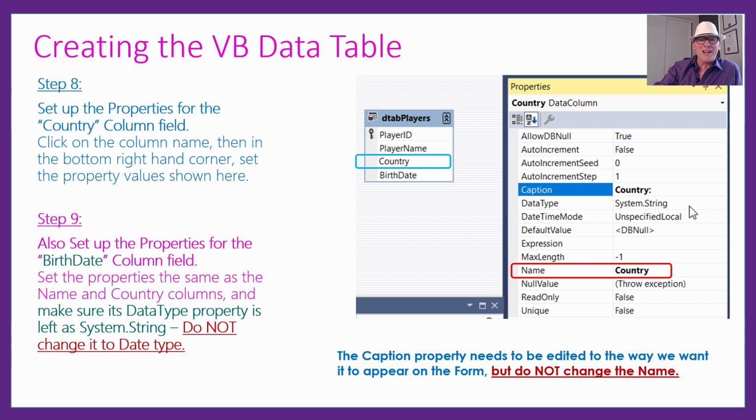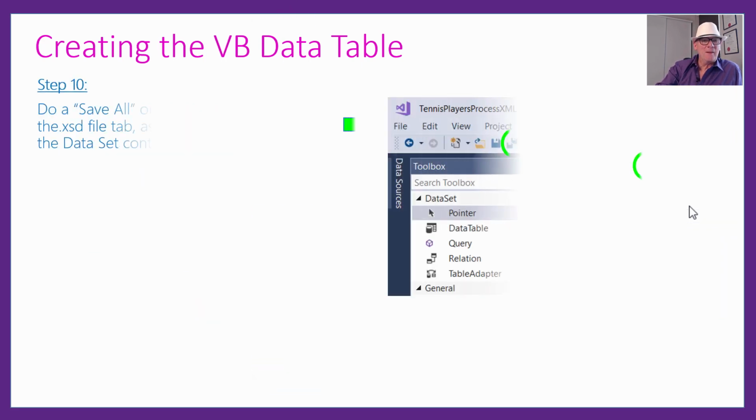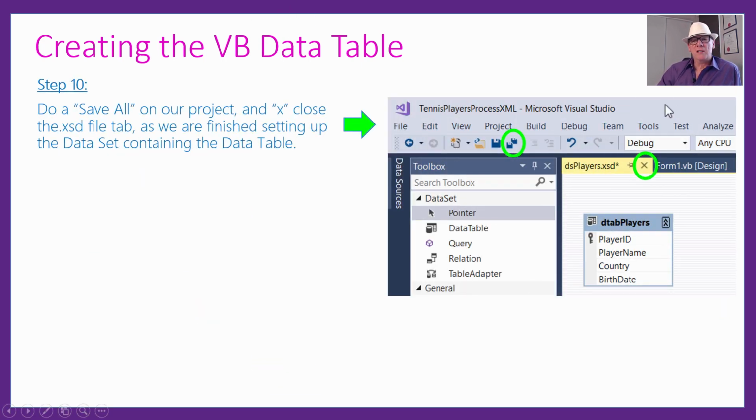So that's step 9, so we must be getting near the end, yay! Step 10. So step 10, you do a save all on your project, which is these double sets of disks here, or you can go file, save all. Make sure you do save all when you're saving Visual Basic projects, otherwise it only saves the active thing you're working on, not your whole project.